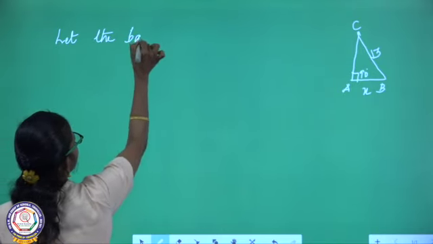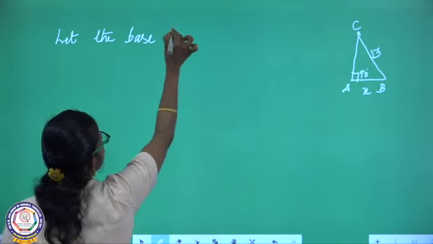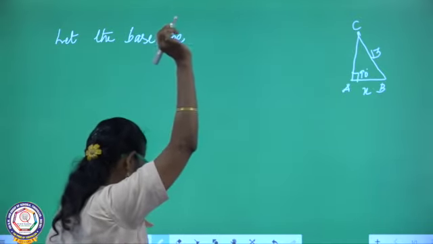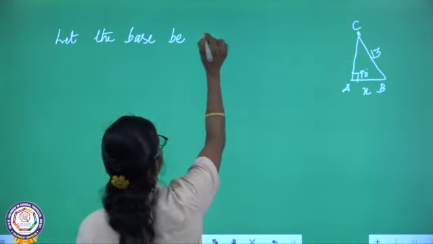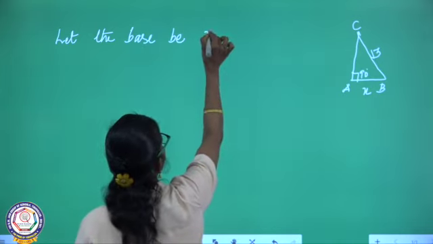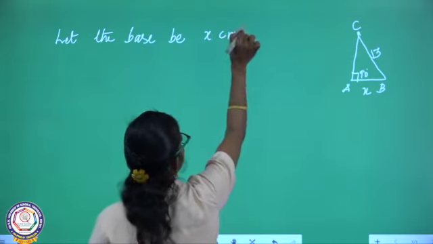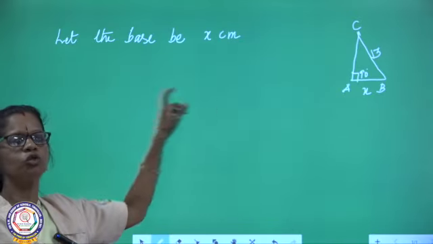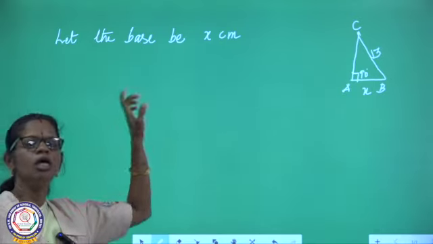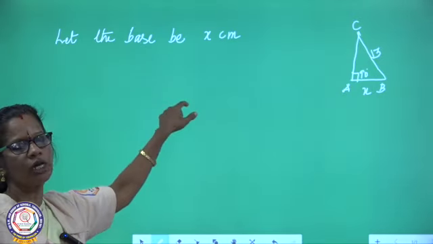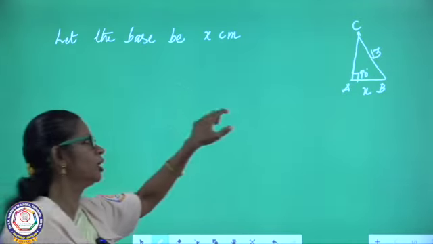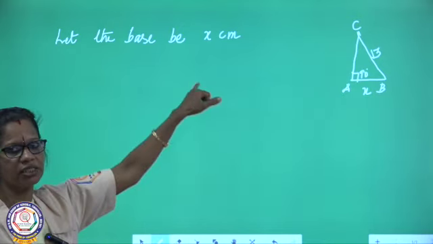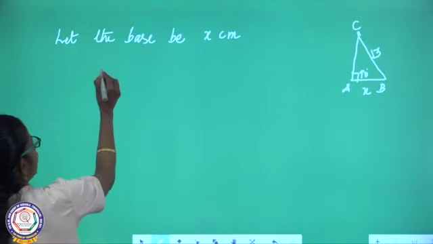First, let the base be x centimeter. Hypotenuse is 13 centimeter, the unit is given. Unit is important. If the unit is meter, you should consider x as meter. If millimeter, you should consider x as millimeter. But in the question they given centimeter, so I consider x as x centimeter. Next, altitude.